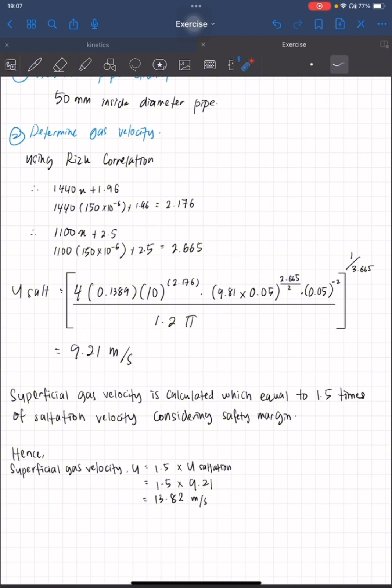To calculate the superficial gas velocity, usually we need to multiply by 1.5, which is considered the safety margin. Hence, the superficial gas velocity is 1.5 times the saltation velocity, and the obtained value for the superficial gas velocity is 30.82 meter per second.